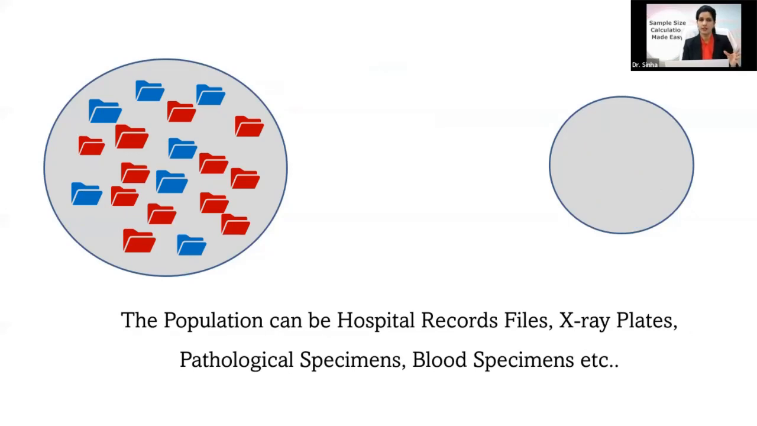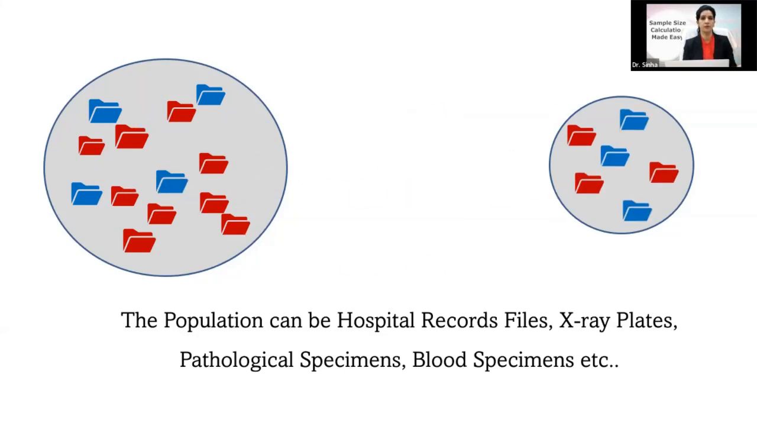The population can be hospital records. It can be X-ray plates. It can be a pathological specimen. It can be a blood specimen too. So depending on the setting where you are carrying out this study, the population can be anything. By the term population, don't think that it is a live study subject. Your population can be anything.